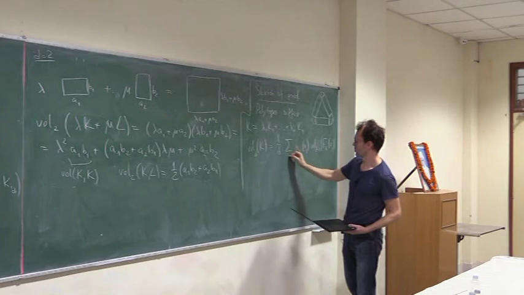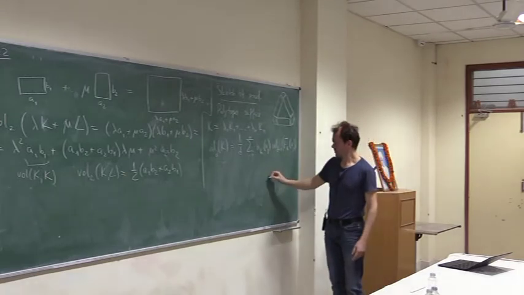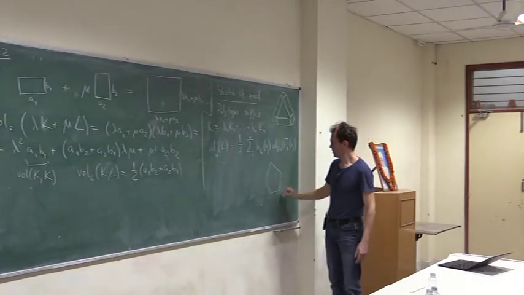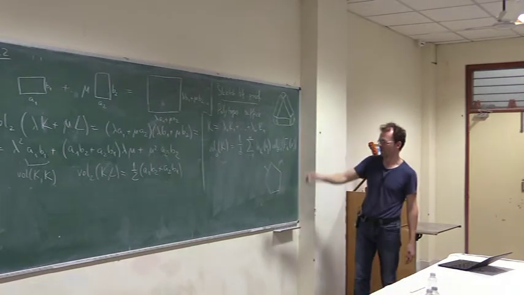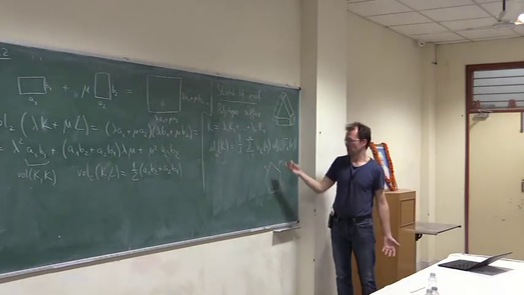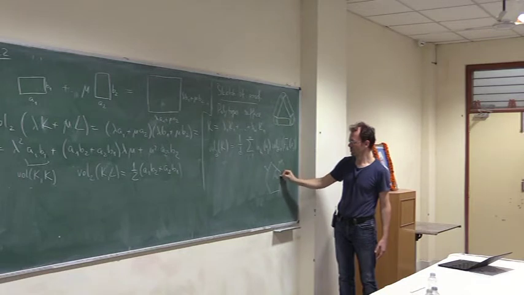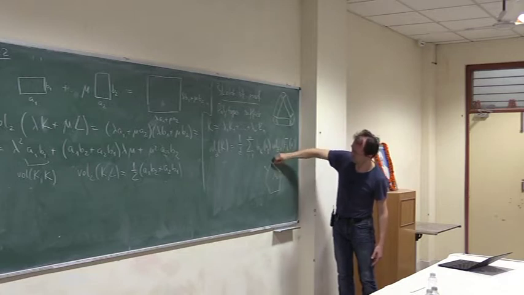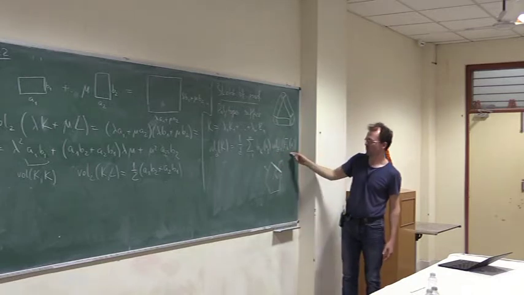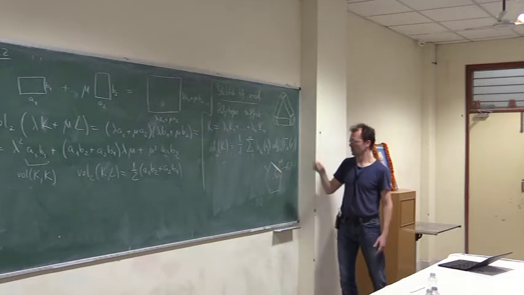The sum goes over all j from 1 to m, and what is v_j? The v_j's are the normals to the facets of K, and h_K are just the corresponding distances, h_K of v_j, and F_K of v_j is the facet, so the top dimensional face of K. So this is F_K of v_j. That's the same formula, but I have now written it with different notations.